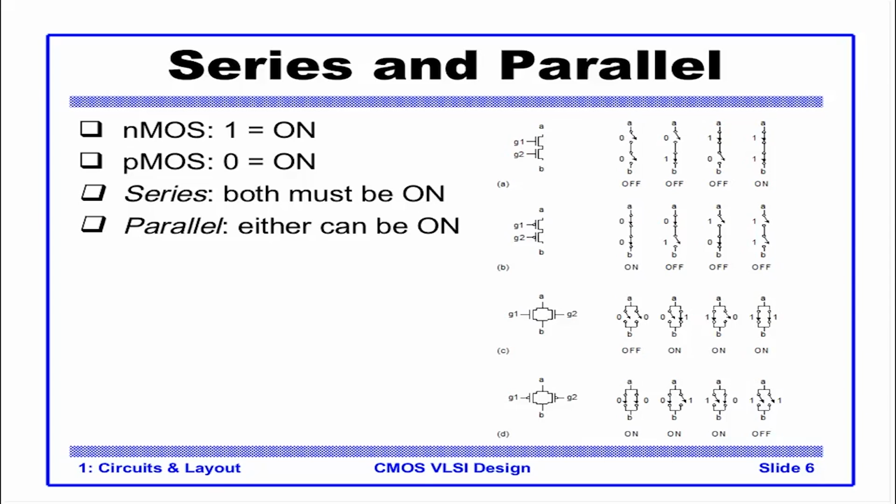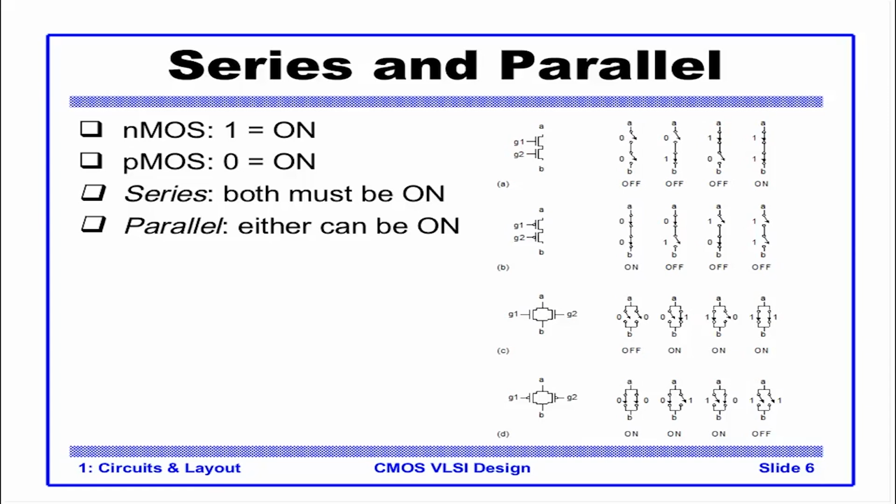Here we see a circuit of two NMOS transistors in parallel. So when either of G1 or G2 is 1, A will be connected to B, in this case and this case, and when both are 1 as well. Similarly, the fourth figure is nothing but the PMOS complement of C.